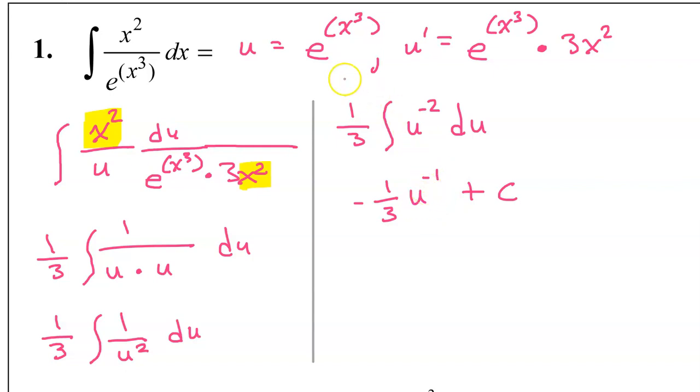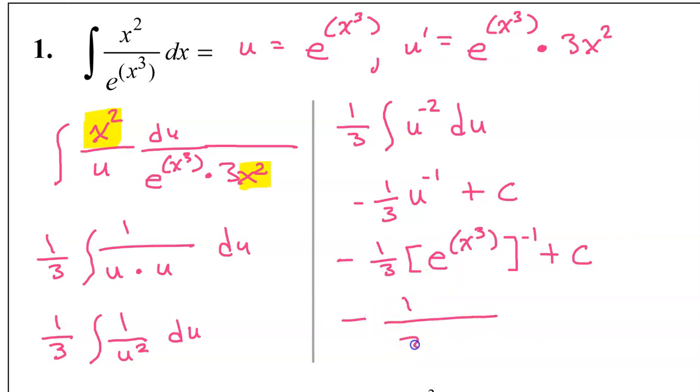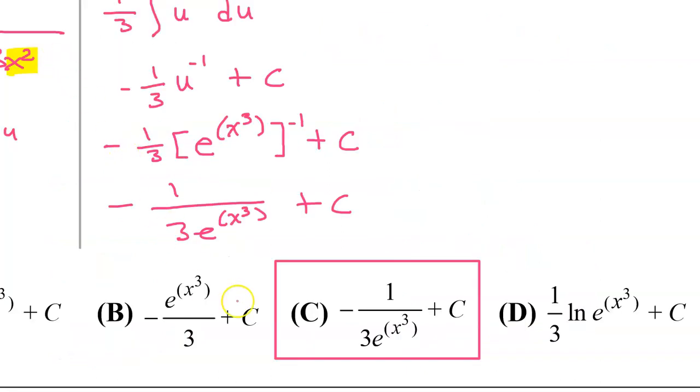Let's substitute e to the x cubed power back in for u. The -1 exponent just reminds us to put e to the x cubed power back in the denominator. So we will have -1 over 3 e to the x cubed power plus c. So the correct answer is C.